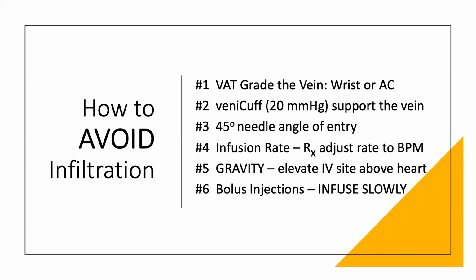We'll teach you how to grade the vein and make sure it's one that's got a wall that's going to tolerate the stick and the infusion, and that you'll be selecting a wrist vein or an antecubital vein, not a hand vein, and that you'll be using a Veni-Cuff instead of a tourniquet because the Veni-Cuff only inflates to 20, supporting the vein. And you'll be using a 45-degree needle angle of entry. Sounds scary, but it's not. It cuts 1/5 the vein wall that your entry does. And you'll know when you're in.